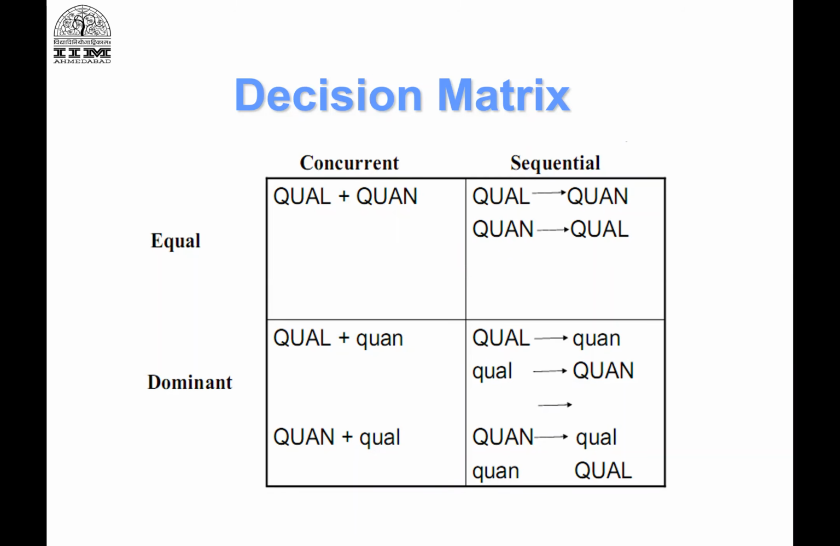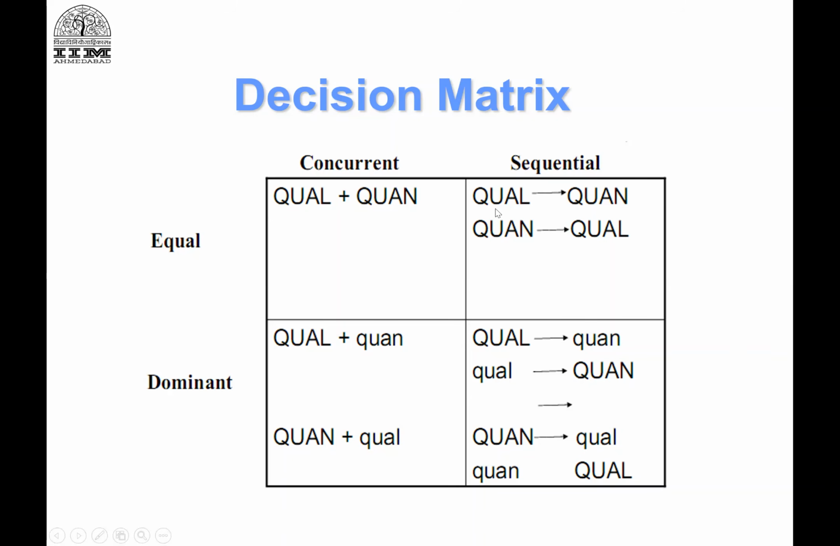And both of them are equally important. I'm going to analyze my qualitative data. I'm also going to analyze my quantitative data, and I'm going to use the results of the two to triangulate, to actually come to a common conclusion using both quantitative and qualitative research. The second quadrant here is where it happens sequentially.